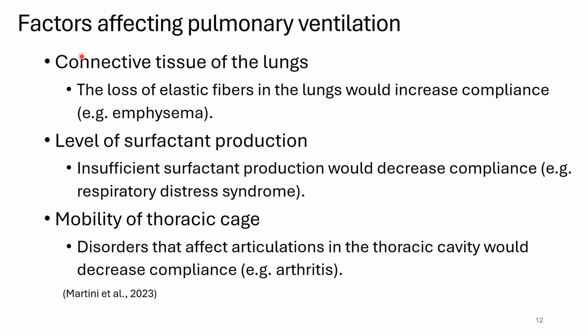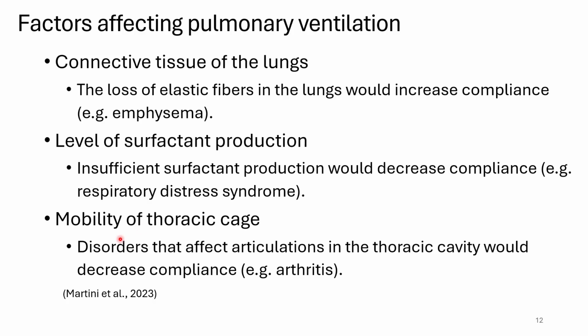So right here we have the factors affecting pulmonary ventilation: the connective tissue, the level of surfactant production, and the mobility of the thoracic cage. Starting with connective tissue, if you have loss of elastic tissue, as in the condition called emphysema, it will cause an increase in compliance, but since there is no elastic fiber, it is going to decrease pulmonary ventilation.